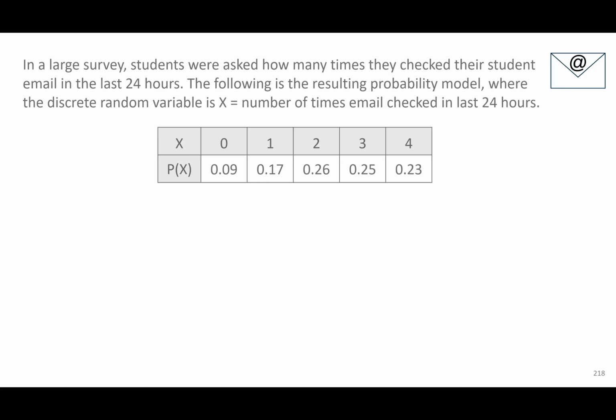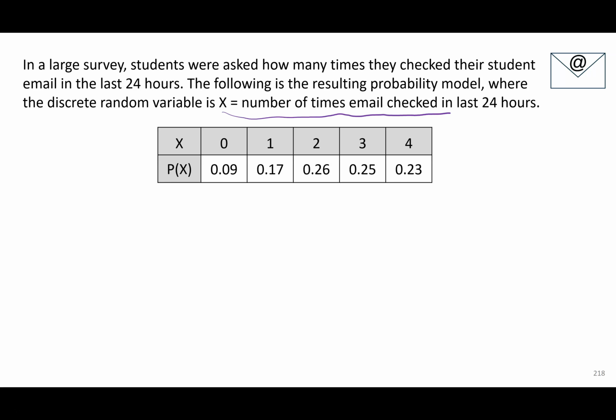So, student emails. We have a large survey, and they asked students how many times they checked their email in the last 24 hours. So they have the following probability model. X is the number of times they checked their email in the last 24 hours. Some folks checked their email 0 times, once, twice, 3, 4, and apparently you didn't have anybody check their email more than 4 times. So they definitely did not survey me.